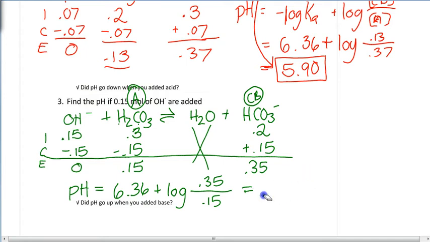Whoops, I don't have that written down. But I do have the final answer. I think it should be 6.73. Double check my math, make sure I did that one right.